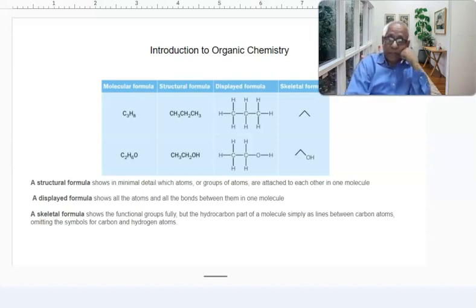If I explain this, we can see here is the structural formula, displayed formula, here is the skeletal formula. Similarly, this is the structural formula, this is displayed formula, this is skeletal formula. I say in skeletal formula we only show the functional group.